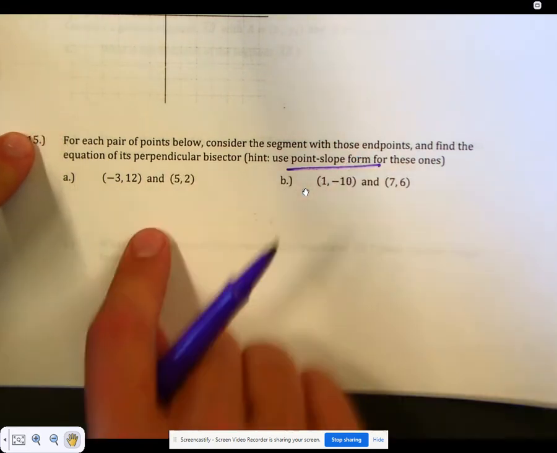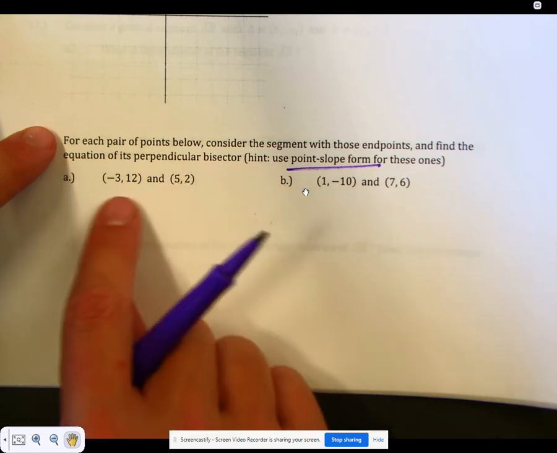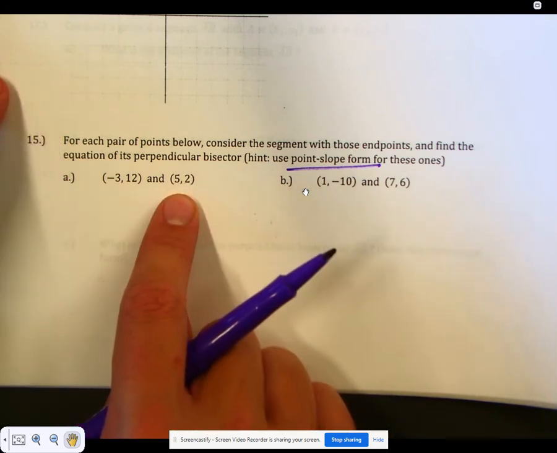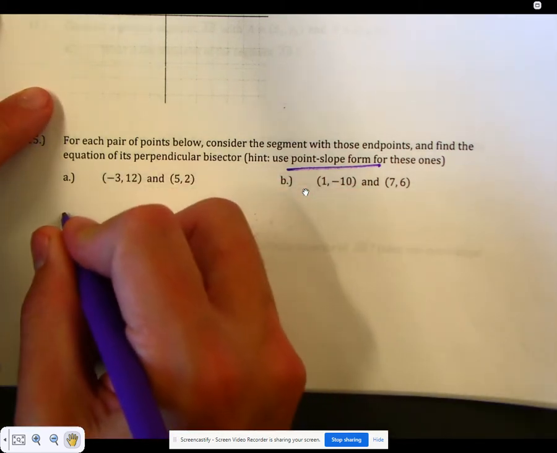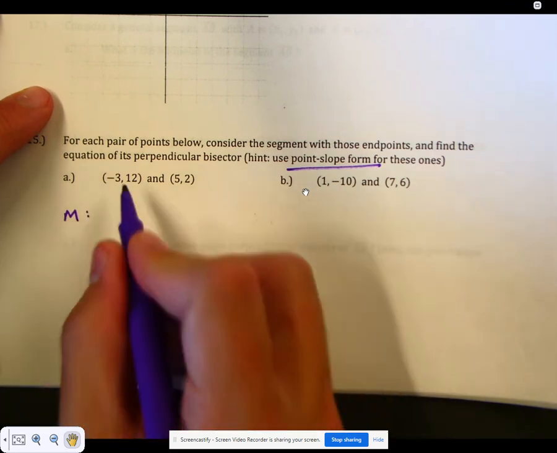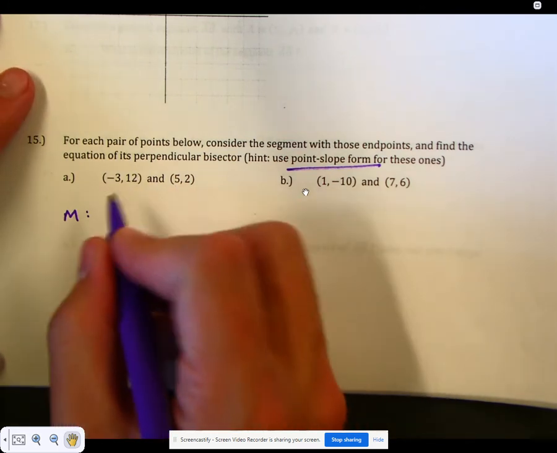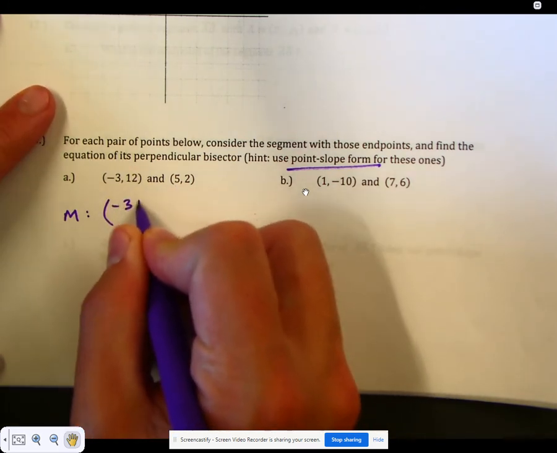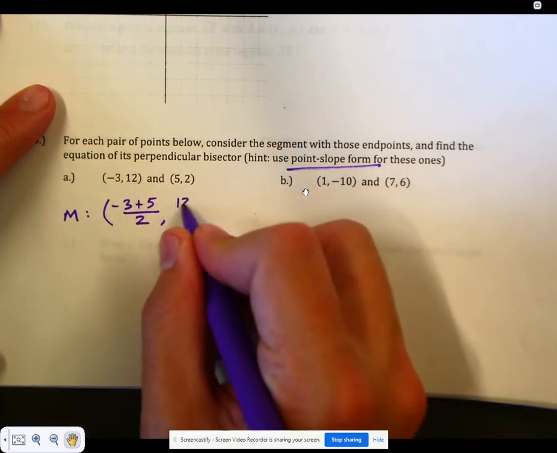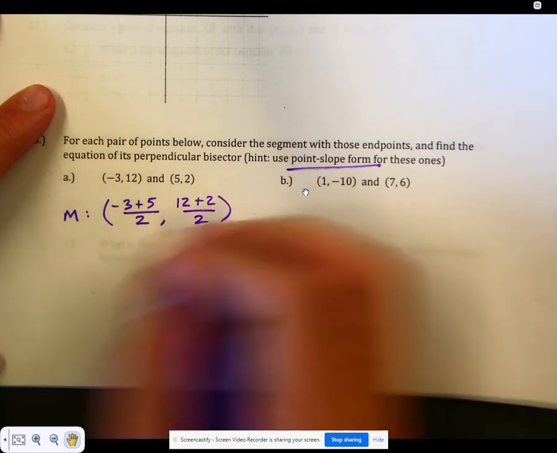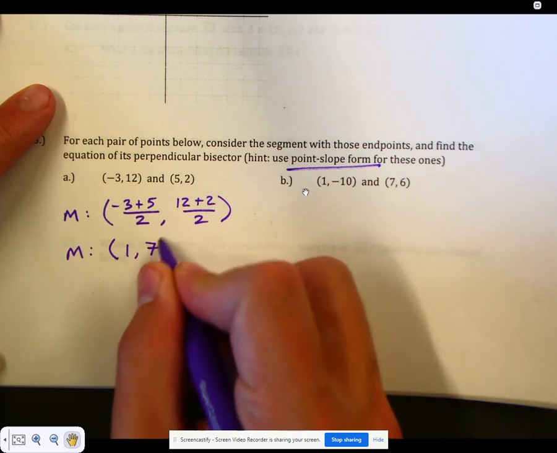So first, it's the same kind of question. To get the perpendicular bisector, I need to know the slope of this, and I need to know the midpoint. So let's do the midpoint first. What's the average of -3 and 5? -3 plus 5 divided by 2. What's the average of 12 and 2? 12 plus 2 over 2. So my midpoint is 1, 7.